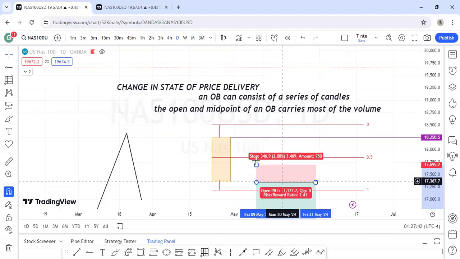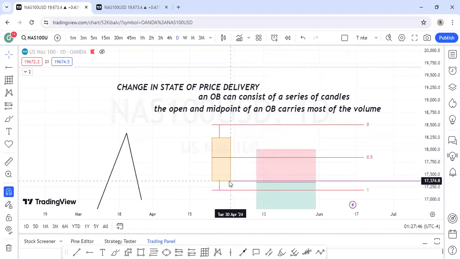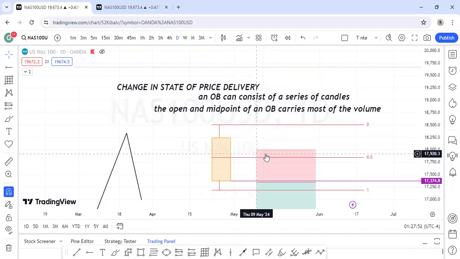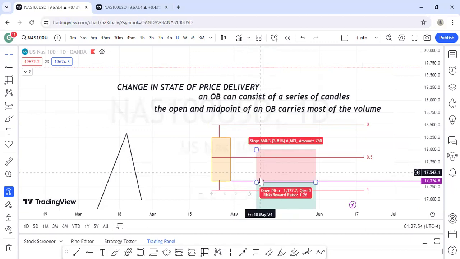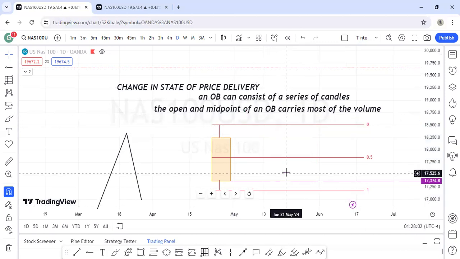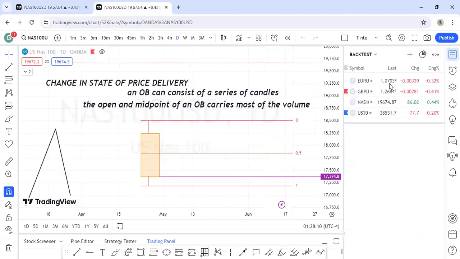So maybe they take the entry at the open. If they are going short, it's going to be the open, right? So they'll likely put the stop loss above the 50%, because this is where most of the volume is, so price should not go above this. But to be very conservative, always use the high of the candle. So now we're not talking about entries yet. I'm just trying to let you understand that the midpoint of the order block and the open of the order block carry most of the volatility.